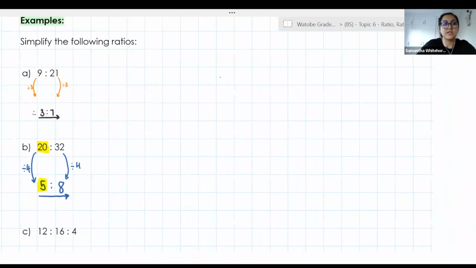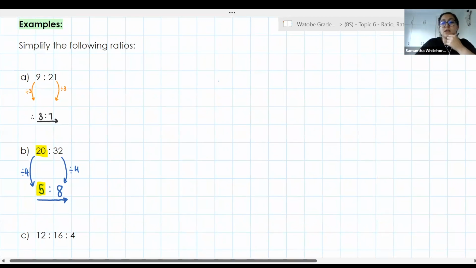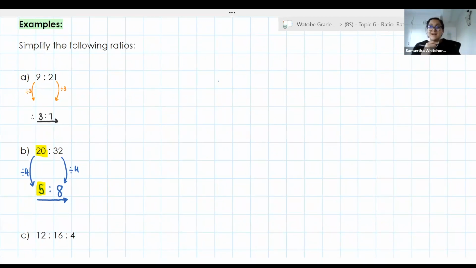Try question C. I just want to respond to Umfa's question there in the chat. You need to divide it by 2 again, Umfa. If you just divide by 2, you will get 10 is to 16. Both of those can still be divided by 2. So you divide by 2 twice, but essentially just keep dividing until you can't anymore, because then you've simplified fully. So Didintle, that should answer your same question.